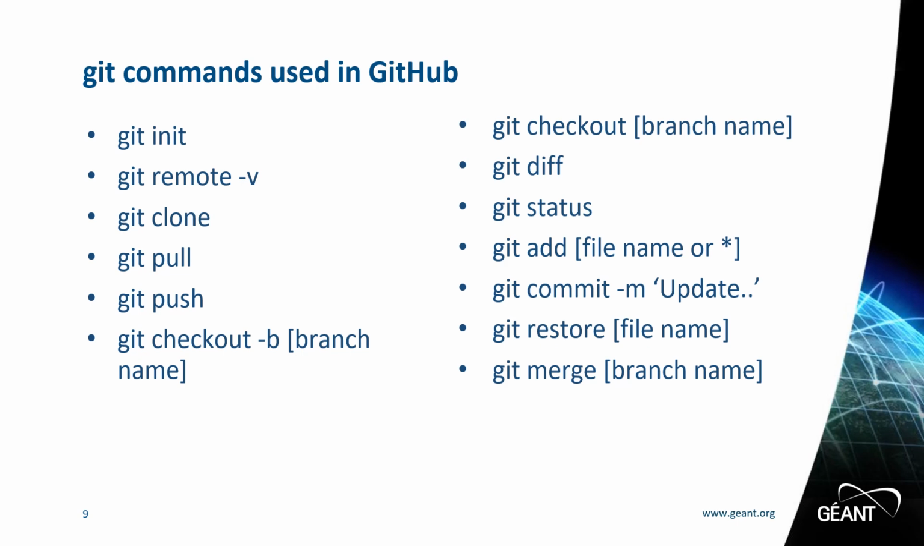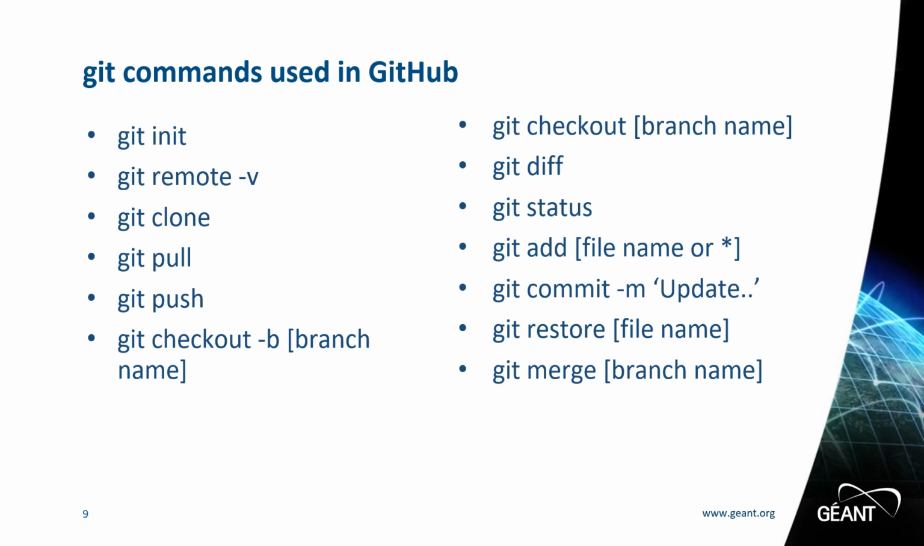Staging area/index in preparation for the next commit. To commit the staged files, execute git commit -m and the comment, for example update. Use git restore and a file name to undo the modifications of the file.